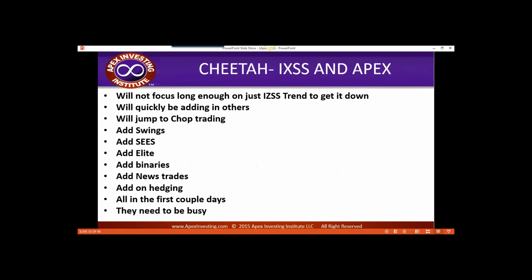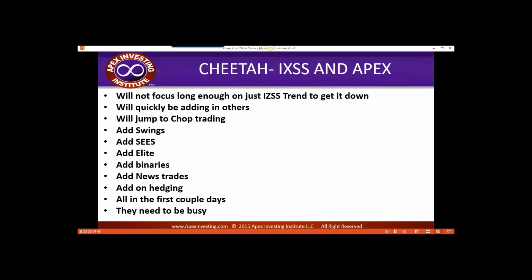So, how do you identify yourself as a cheetah when it comes to IZSS and Apex? How do you know you're a cheetah? Well, you won't focus long enough on just iZone Sharpshooter, or just iZone Sharpshooter trend trading, to get it down. You'll watch a quick video and think you got it and throw that on there. Then you'll be adding in others.